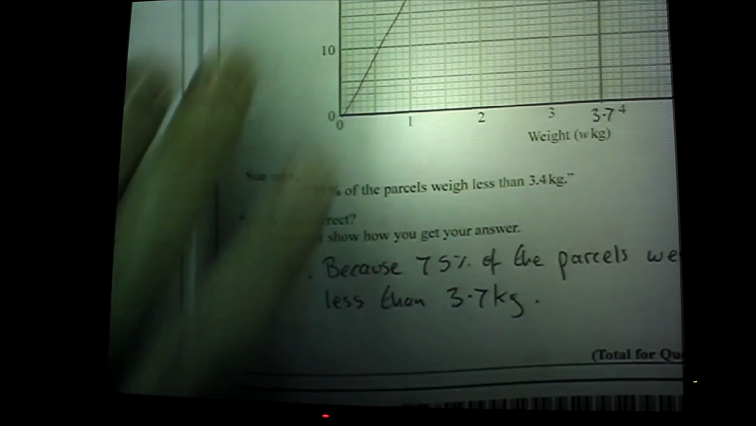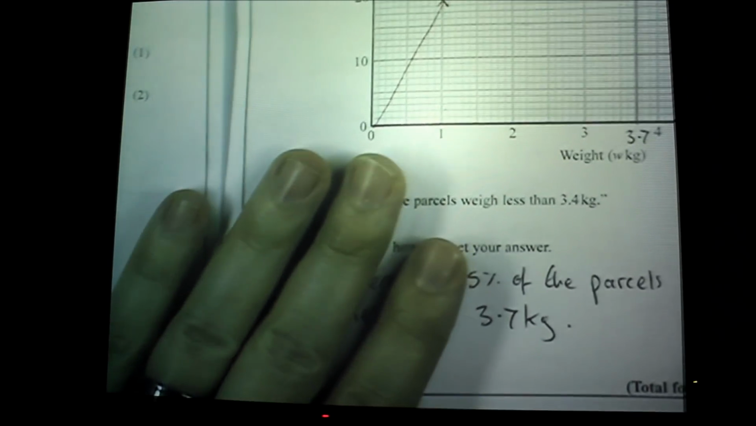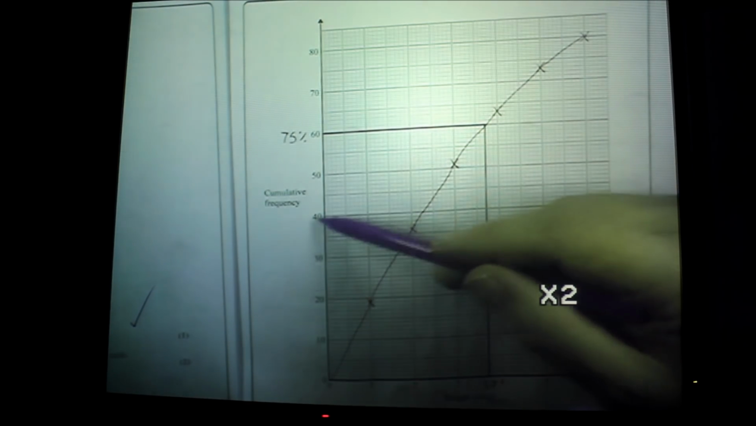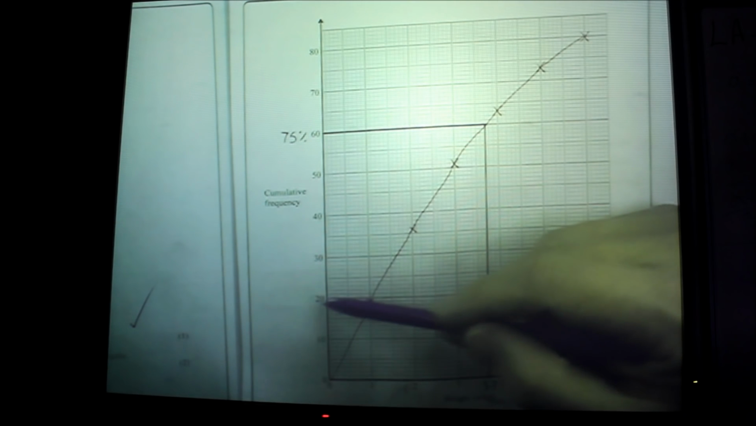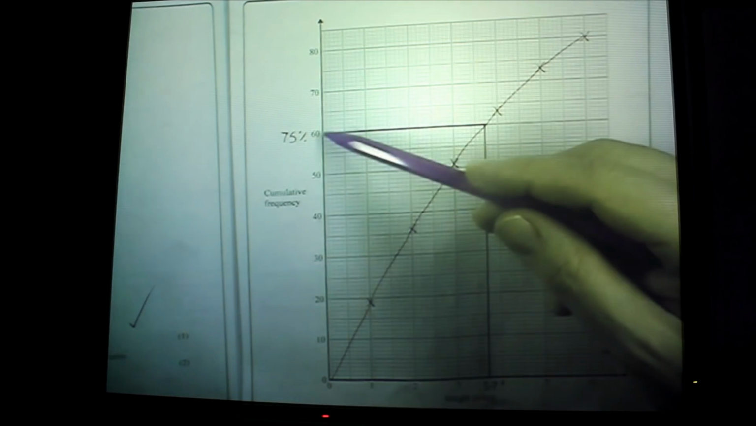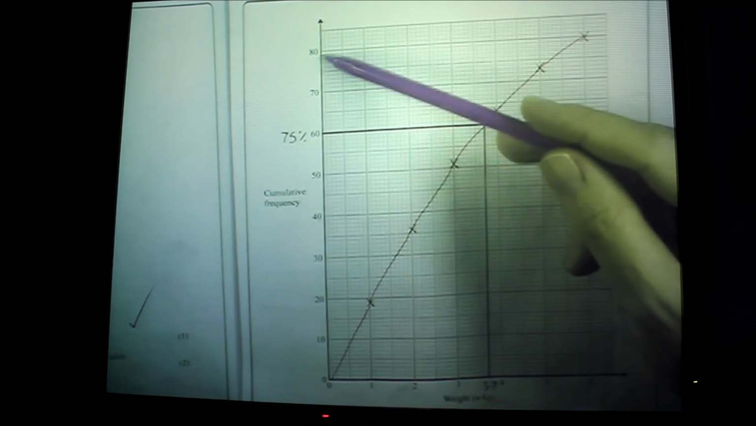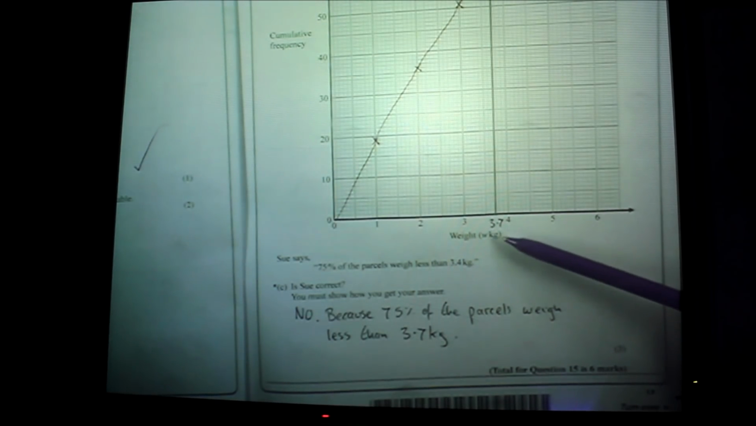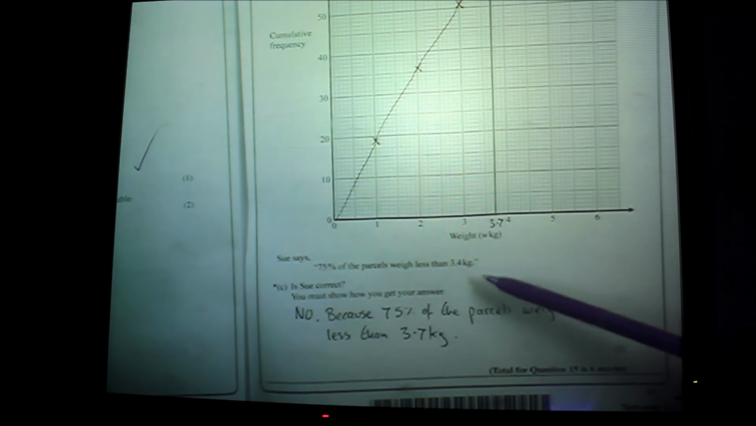Is she correct? This links into things like median and upper quartile and lower quartile, because there's 80 in total. So the median would be 40, and that's 50%. The lower quartile is 25%, which is 20, but actually the upper quartile is 75%. So what I've drawn here is the upper quartile, 75% of the 80 in total. So you go across, hit your line, come down, and it ends up on 3.7. So is Sue correct that 75% of the parcels weigh less than 3.4 kilograms? No, she's not correct, because 75% of the parcels weigh less than 3.7 kilograms.